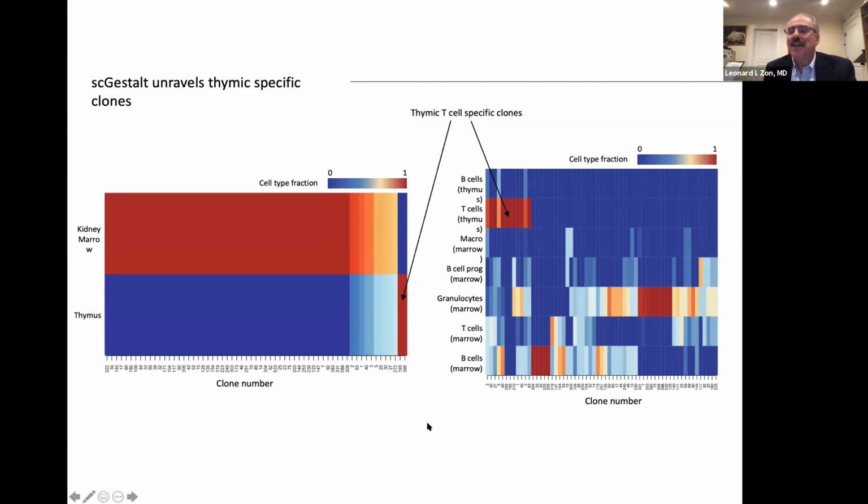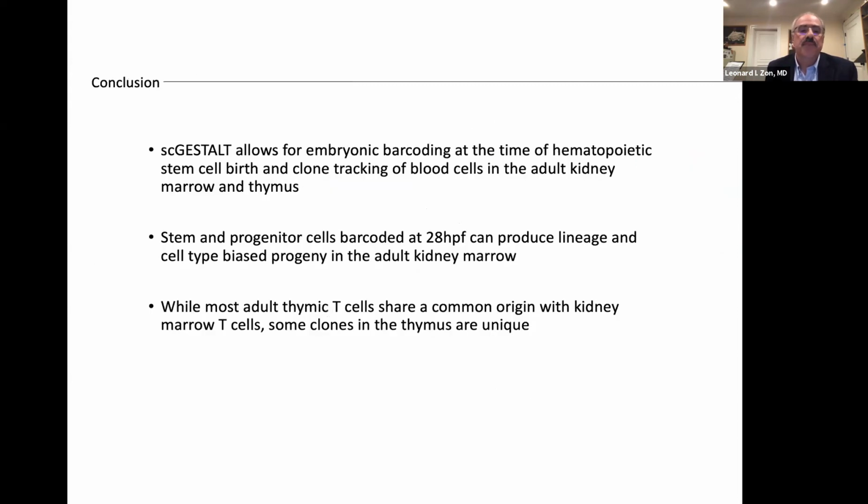And I asked a bunch of my friends who are immunologists what the result should be. Should all of the clones in the thymus be represented by the marrow? And there was a 50-50 split in terms of opinions. So I think our data actually answers a fundamental question that there are clones from fetal life that just generate the lymphocytes, and they are lymphocyte specific clones.